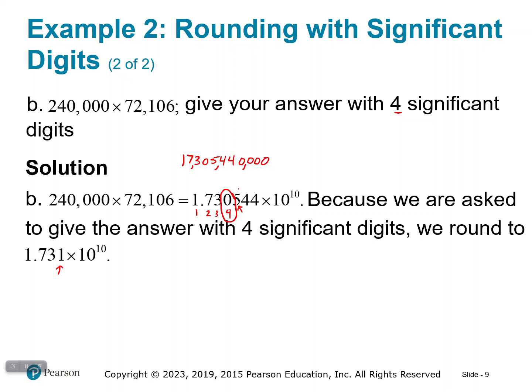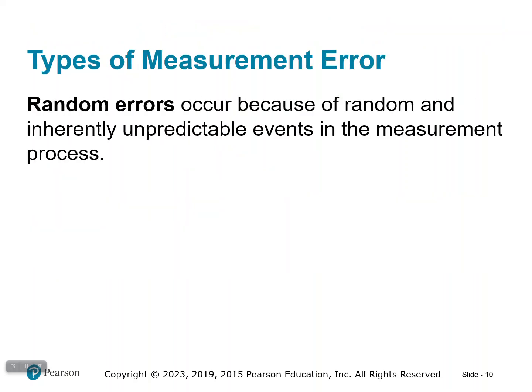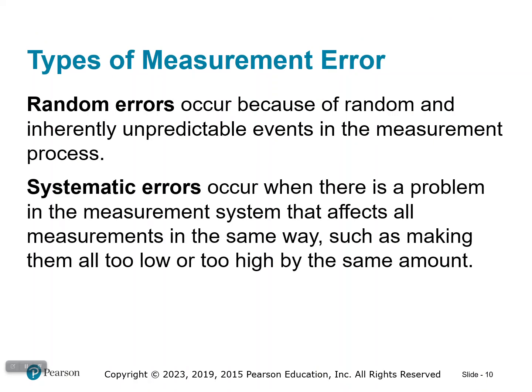All right, so we round that 4th digit appropriately when we cut it off. Random errors occur because of random and inherently unpredictable events in the measurement process. Systematic errors occur when there's a problem in the measurement system that affects all the measurements in the same way, such as making them all too high or too low.